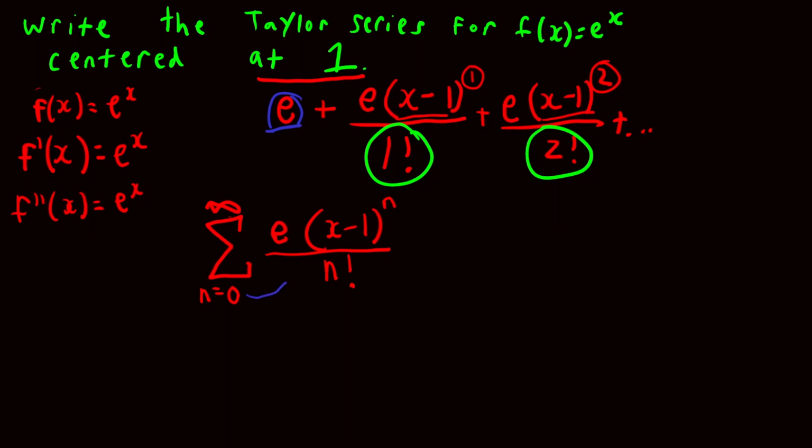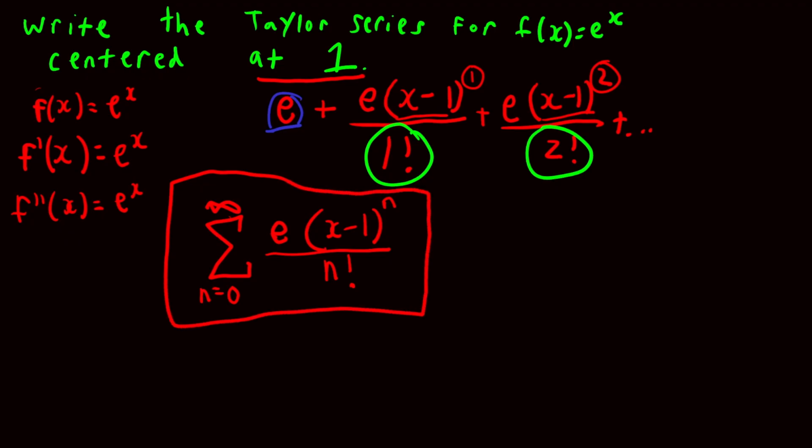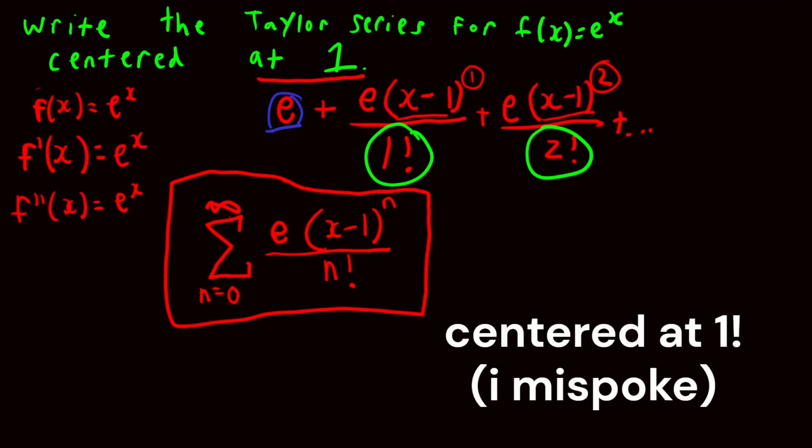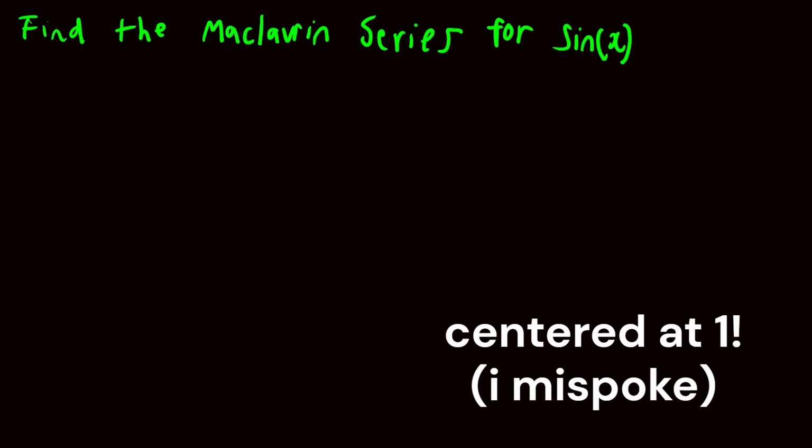So if you plug in 0 here, you're going to get e. So this is all it is. This is the Taylor series for f of x equals e to the x centered at 0. Okay, let's move on to our next question.